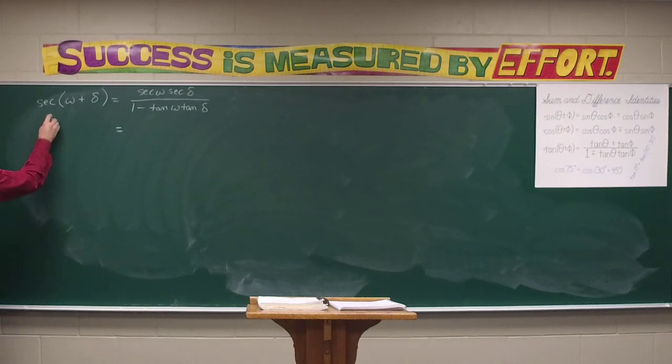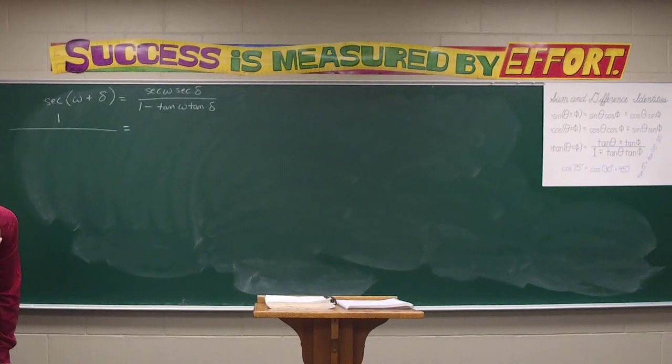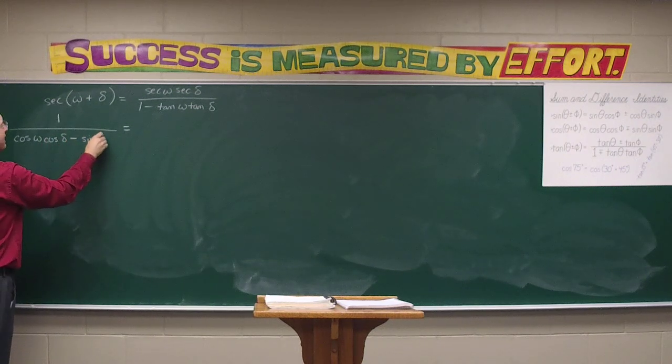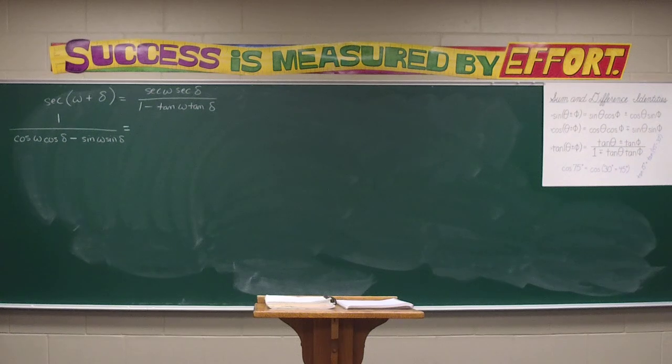Make that a reciprocal. So 1 over cosine, cosine omega, cosine delta, make it a negative, sine omega, sine delta. Now, as I look at this, you see I have a fraction. Is that a bad thing? No, because I want a fraction, don't I?